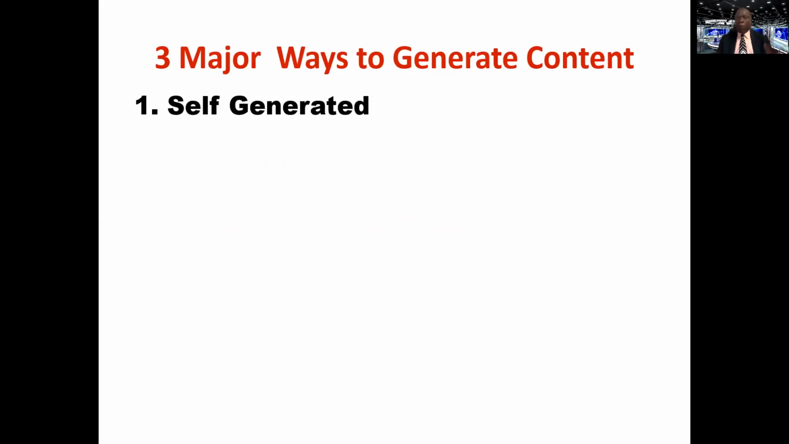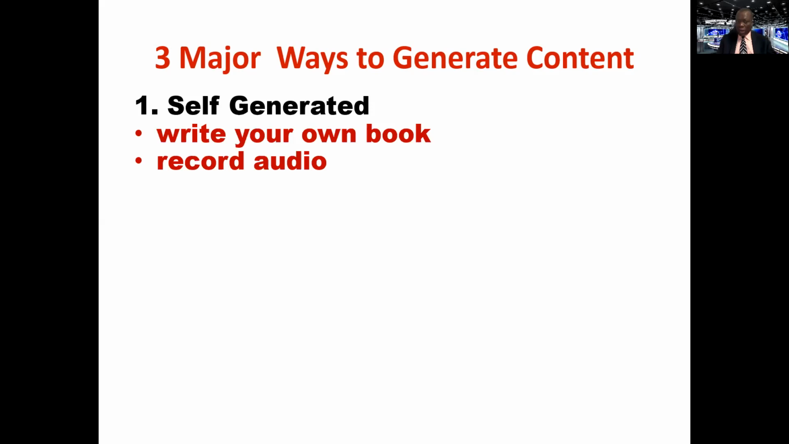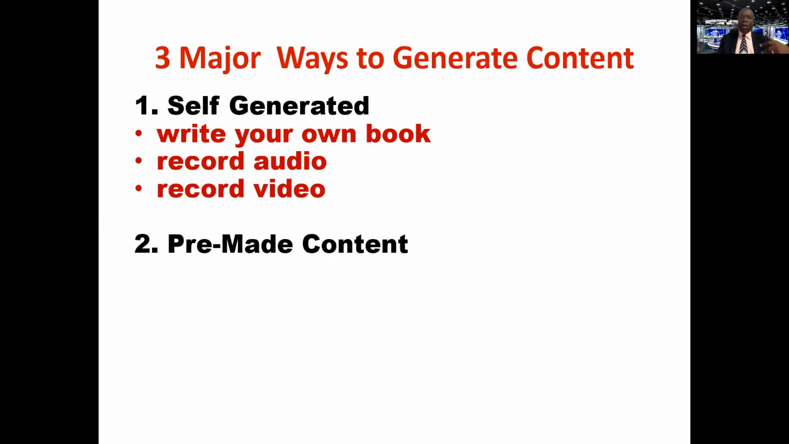These are ways that content that you create yourself. So you can write your own book, you can record an audio, you can record video. This is basically you come up with the content, the idea of what you want to sell. You write your own book on it, then you create your own audio and you create your own video. We'll talk more about that in the next few minutes.